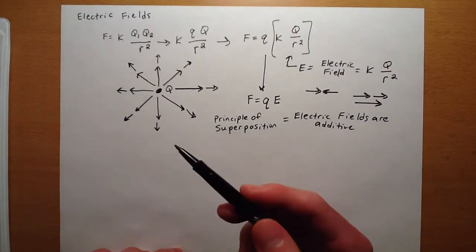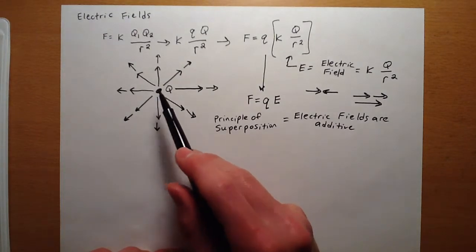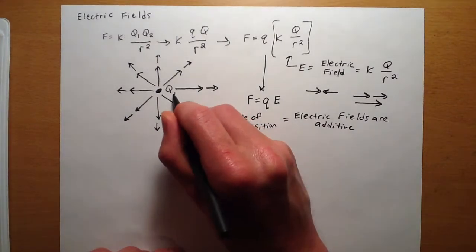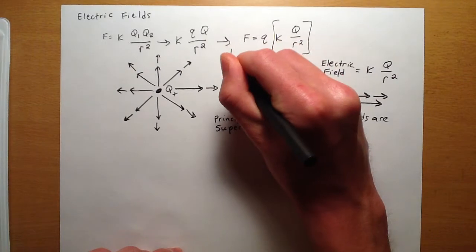One thing I didn't mention before, this is for a positively charged object, which is why the arrows are going out. But if the value is negative, the arrows point in.